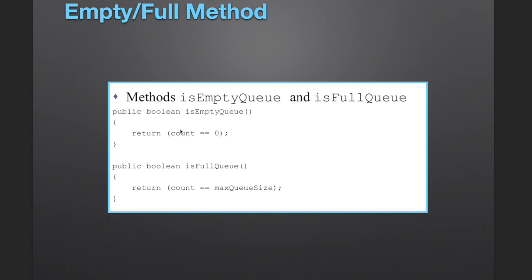And also you can check if it's full. Full is when your counter reaches the size of the capacity. So if counter equals capacity or size of the queue, it means it's full. So this method will return true if counter equals size of the queue, and false if it's not.